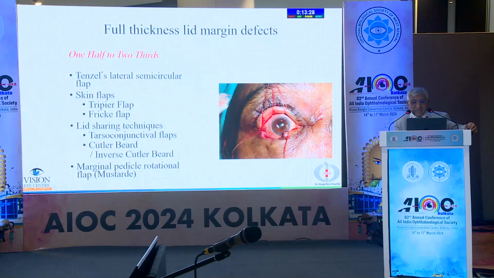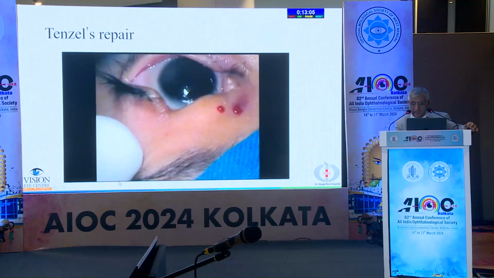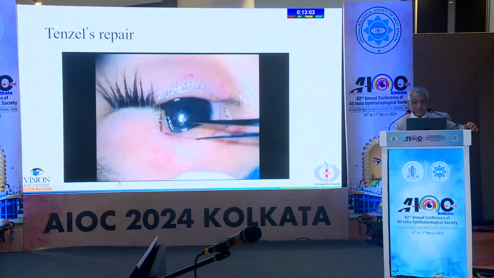So the defects that are larger may require other techniques both for anterior and posterior lamina. So skin flaps such as Tripier's or Fricke's, which were spoken about by Aman, Tenzel's lateral semicircular flap, which we'll talk about, and lid sharing techniques are often used. We'll go through the Tenzel's repair.